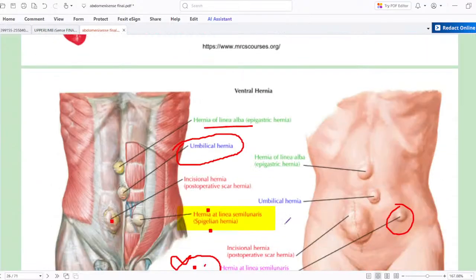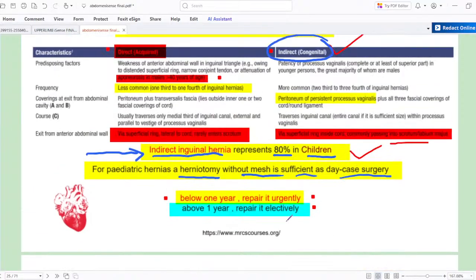So my question is, can the indirect inguinal hernia not happen in adults? Adults? 20% of cases.